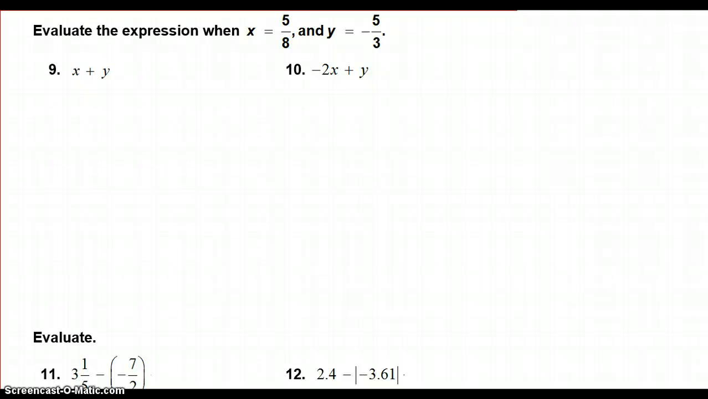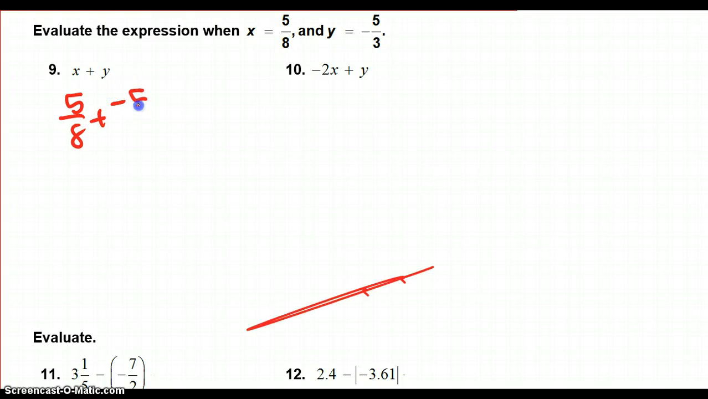So this first problem is x plus y, which is 5/8 plus a negative 5 over 3. And I need to first make a, oh my goodness, go away.